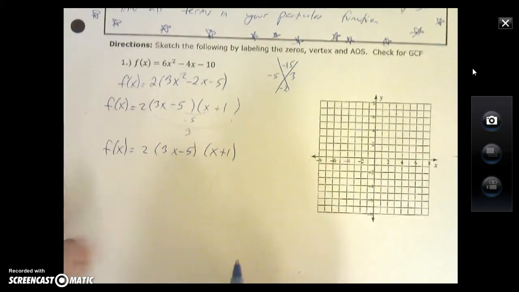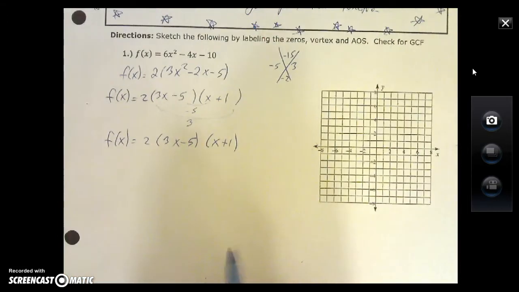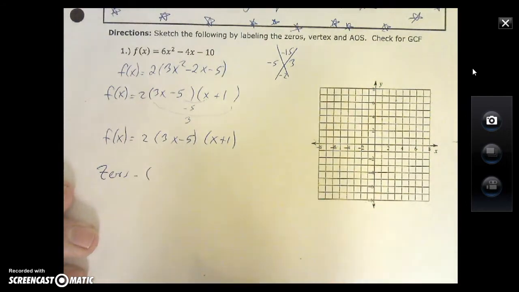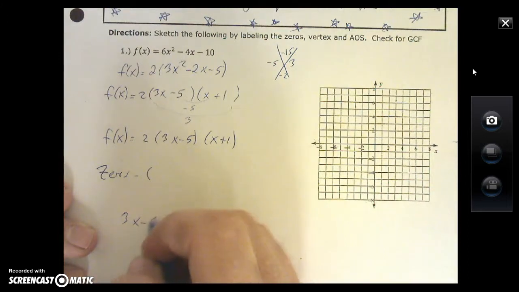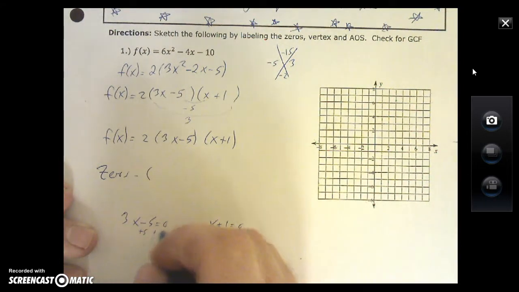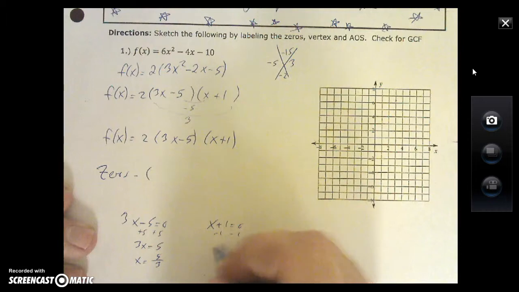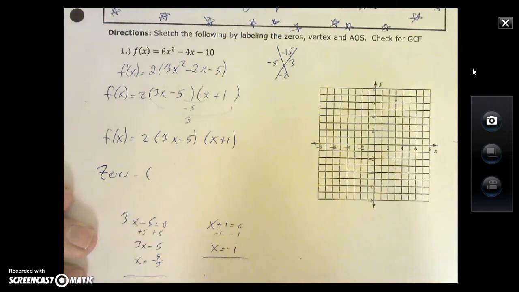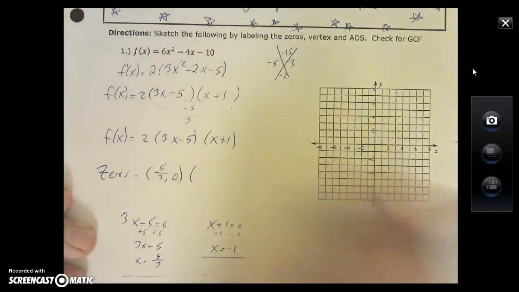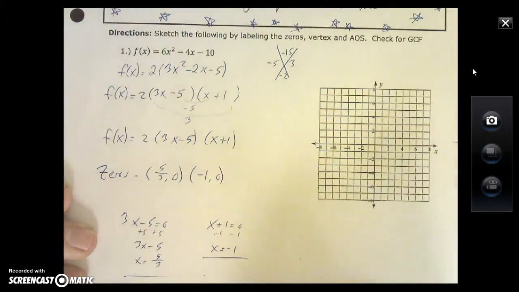Okay? Awesome. Now, if I want to find my zeros, this is the same exact thing as yesterday. It's nothing new, ladies and gentlemen. Down here I'm going to show you guys 3x minus 5 equals 0, x plus 1 equals 0. Add the 5 over. Divide by 3. Okay, subtract 1, subtract 1. These are my zeros. 5/3, comma 0, and negative 1, comma 0.